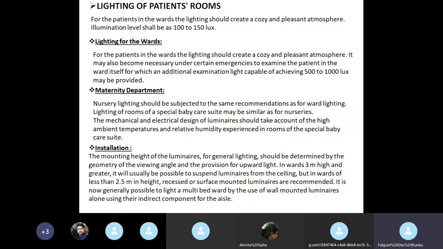Now for the installations. The mounting height of the luminaires for general lighting should be determined by the geometry of the viewing angle and the provision for upward light. In wards 3 meters high and greater, it will usually be possible to suspend luminaires from the ceiling, but in lower wards, wall-mounted luminaires are recommended. It is now generally possible to light a multi-bed ward by the use of wall-mounted luminaires alone, using their indirect component for the ceiling.